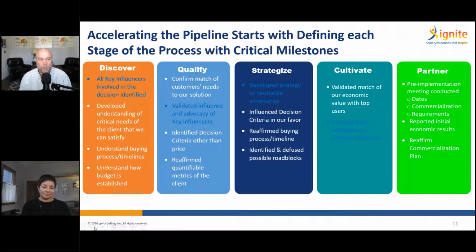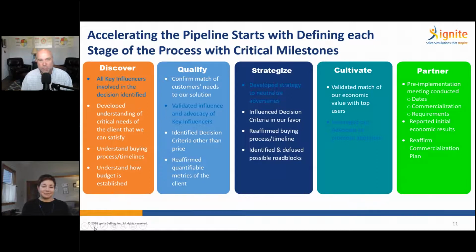So you see where these bullets are. It's about identifying the key influencers up front in the early part of the process, understanding the critical needs of the client that we can satisfy, understanding the buying process. These are critical milestones. But it's not just about identifying the milestones, it's about ensuring that there's a validation of those milestones as things change throughout the process. For many clients in the life sciences space, it's not simply a one-week decision. Several weeks, maybe several months, maybe even several quarters. And so when we sit back and look at this, it's important for us to come back and validate.